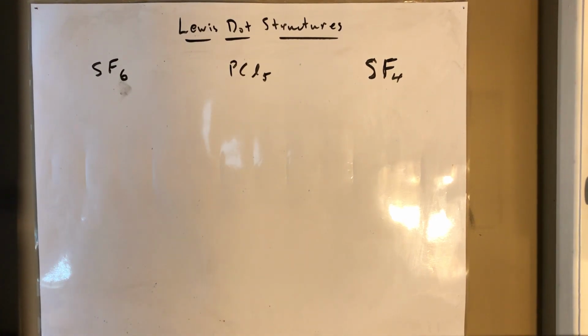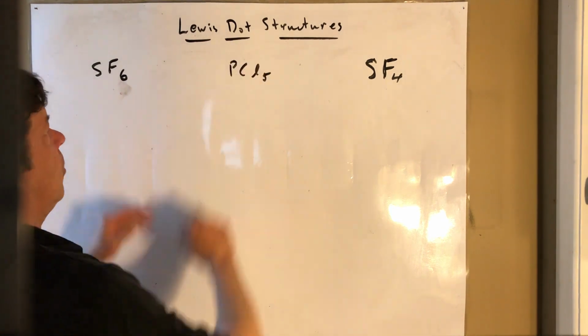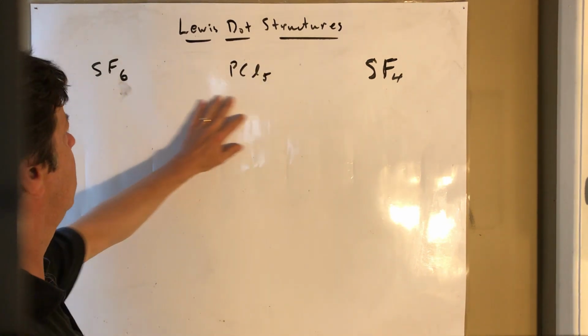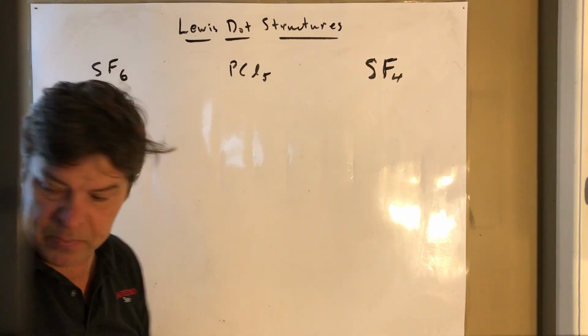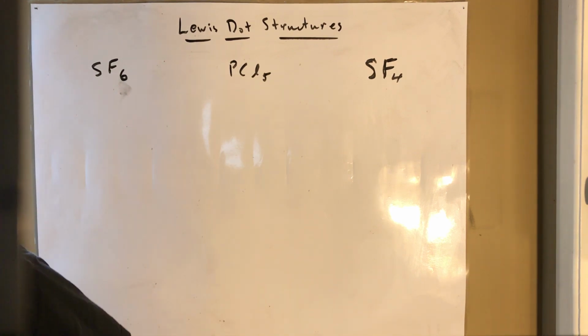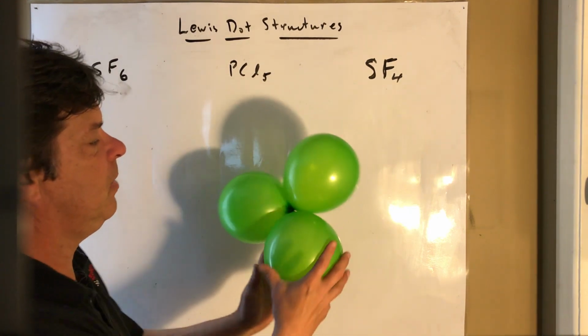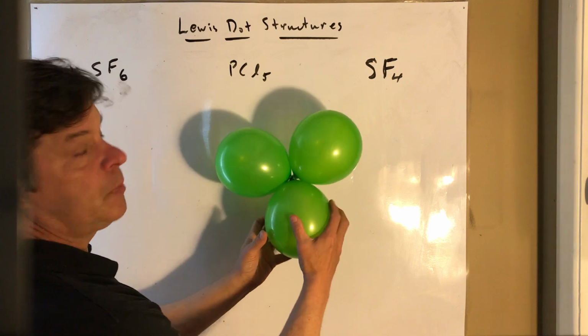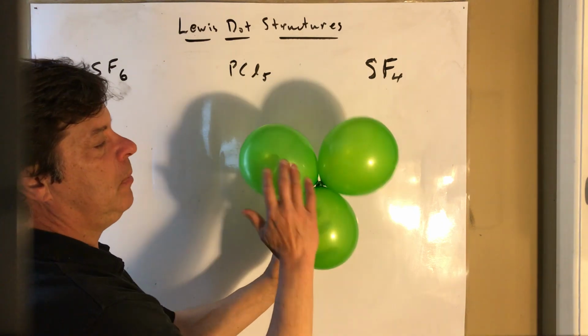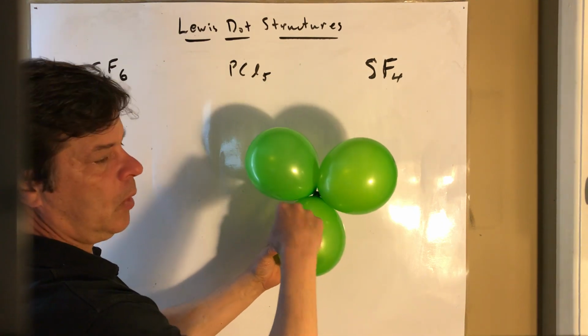Hey, back with some more Lewis dot structures here. We're gonna look at these structures now, but let's review. What was this? Remember the shape of this? Trigonal planar. Yep, all one plane. Bond angles 120. All right.